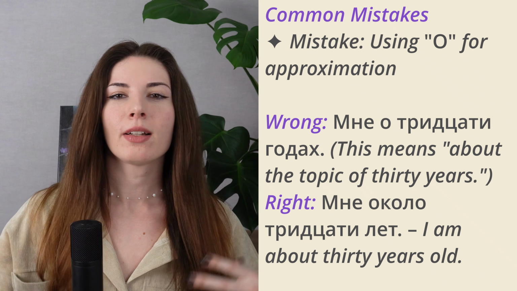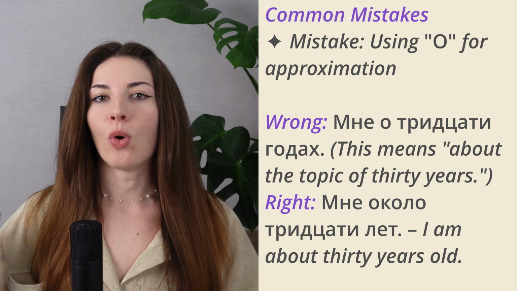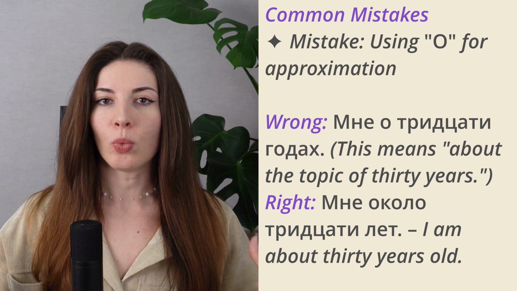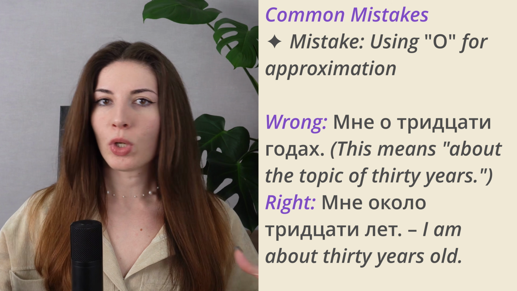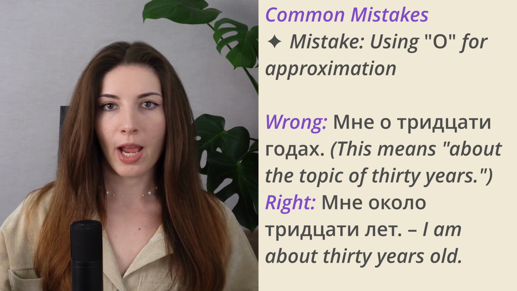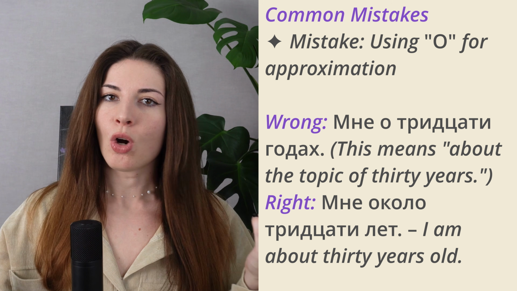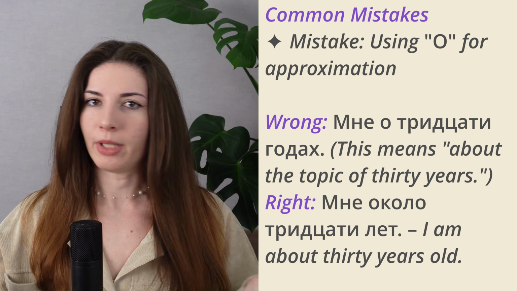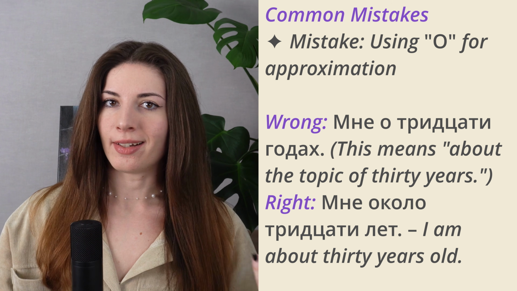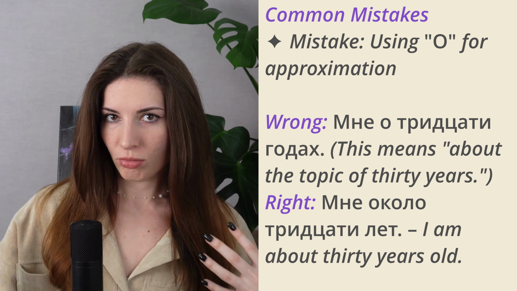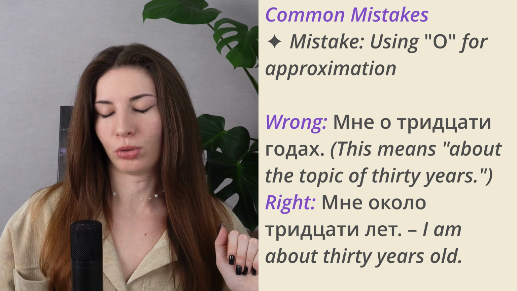Okay, and now let's do a quick review. A common mistake, as I mentioned before, will be to use о instead of около or примерно. So if you want to use it with the age, for instance, I'm about 30 years old, then you cannot say «мне о 30 годах». It won't work. We have to say «мне около 30 лет». I'm about, мне около 30, genitive case, лет, also genitive.